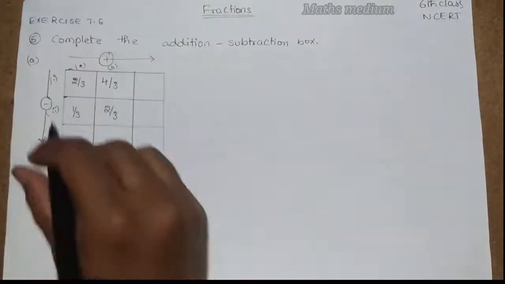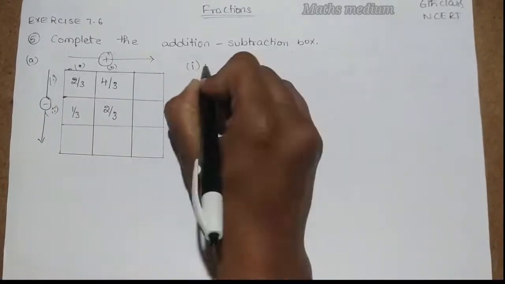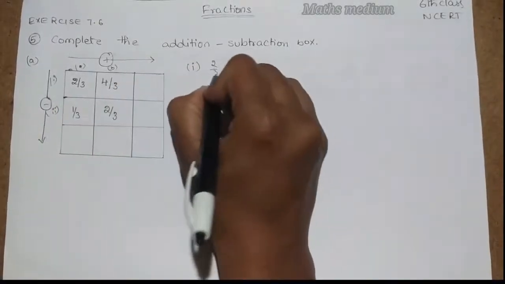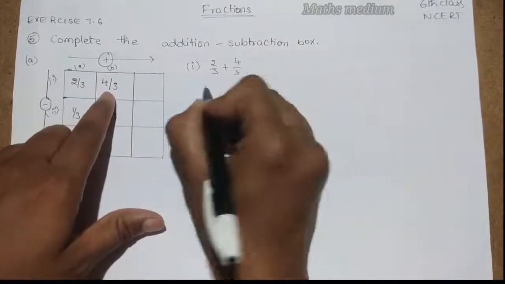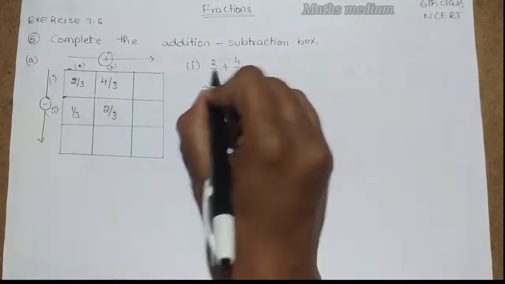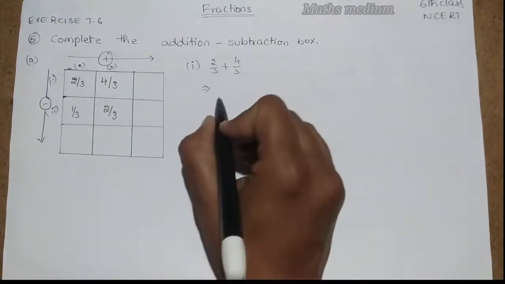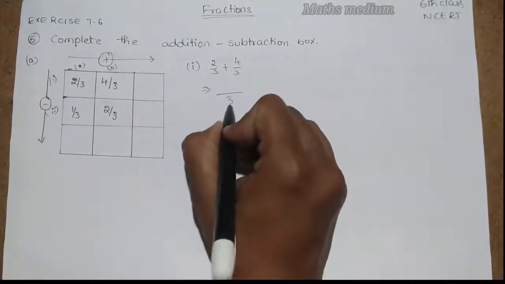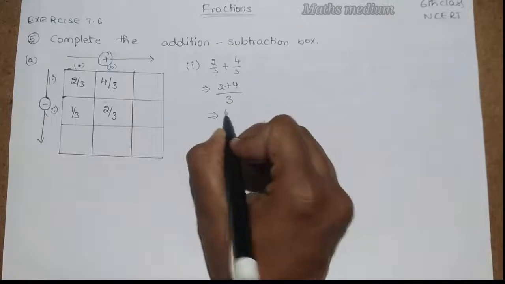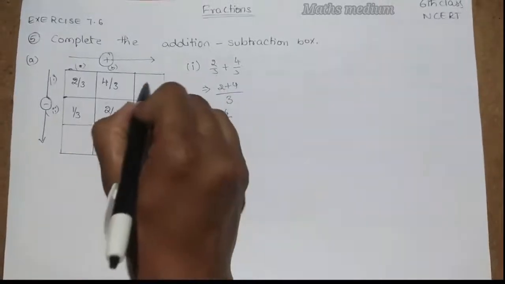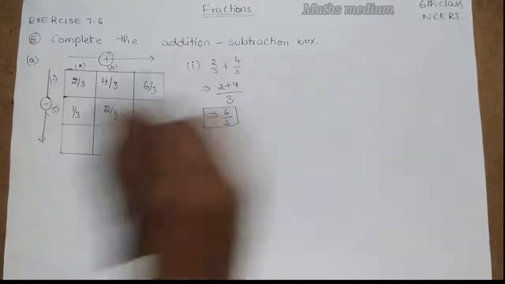Okay. So, let's start with the addition. Take 1. That is 2 by 3 plus, because of addition, 4 by 3. So, these two are like fractions. In like fractions, we can easily do addition. So, take the denominator the same. 2 plus 4, 6 by 3. So, here 6 by 3 is the answer.